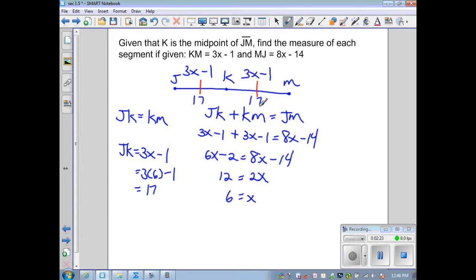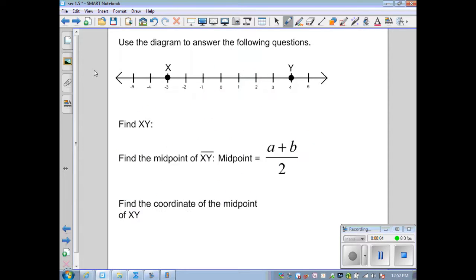From the segment addition postulate, I know that JM is equal to the sum of my two segments. Therefore, JM is 34. In my next problem, I'm going to go back to a number line problem.